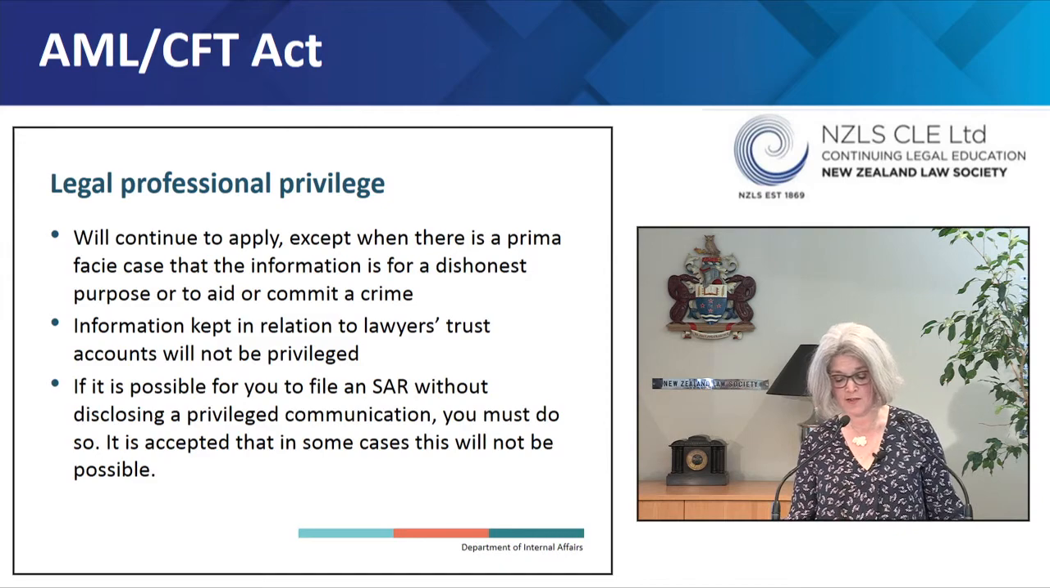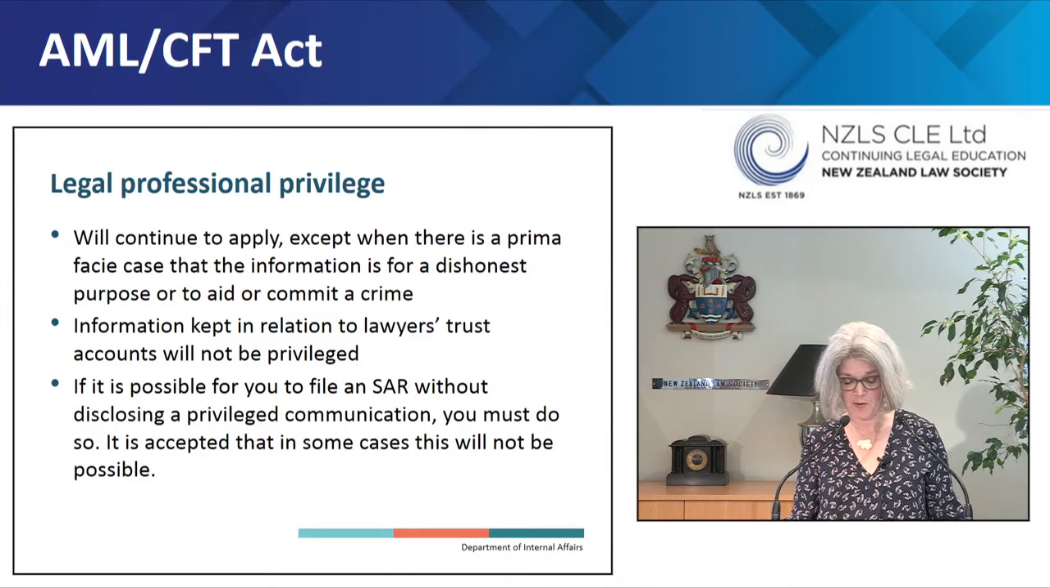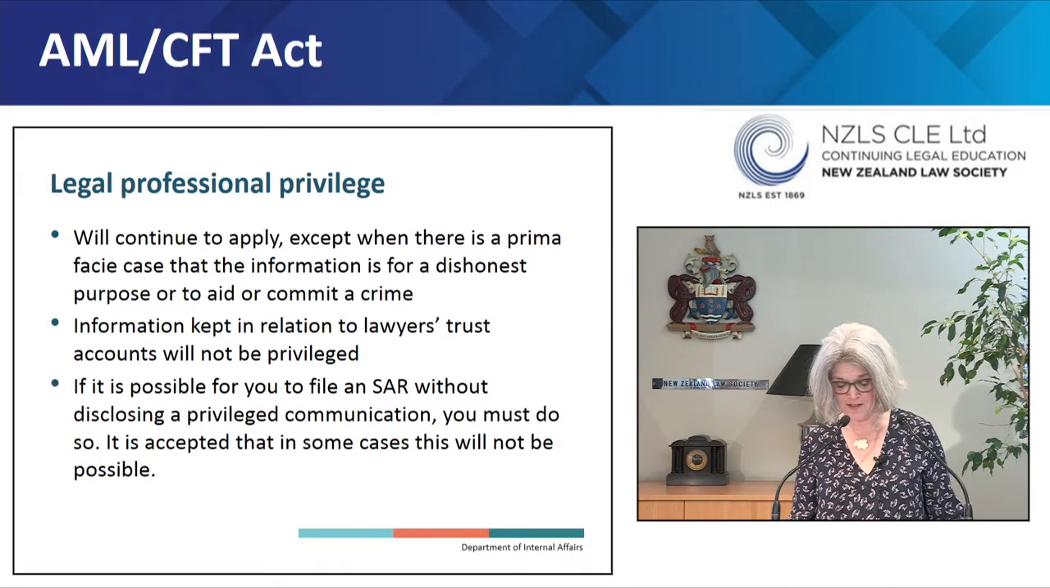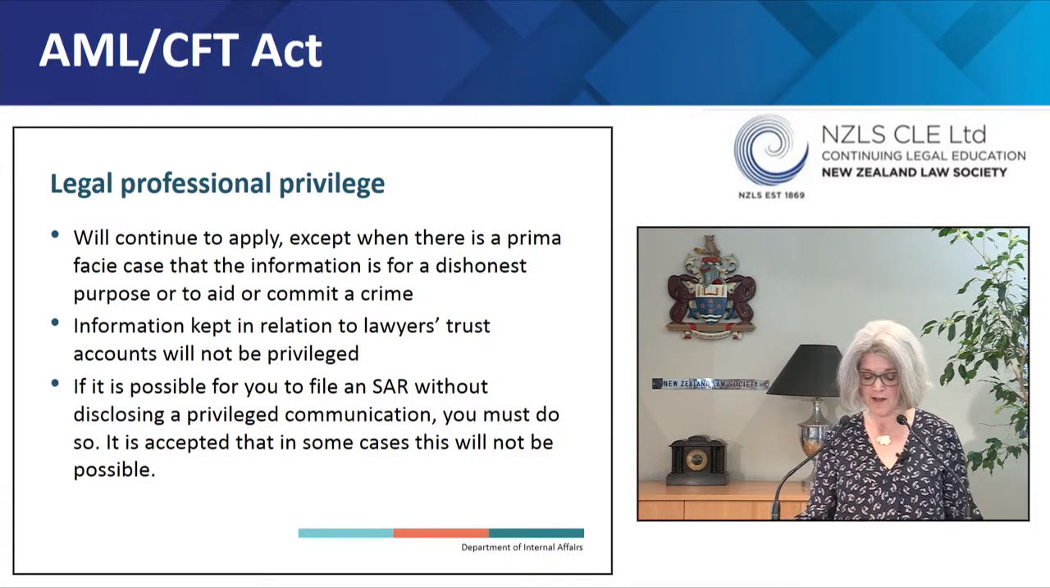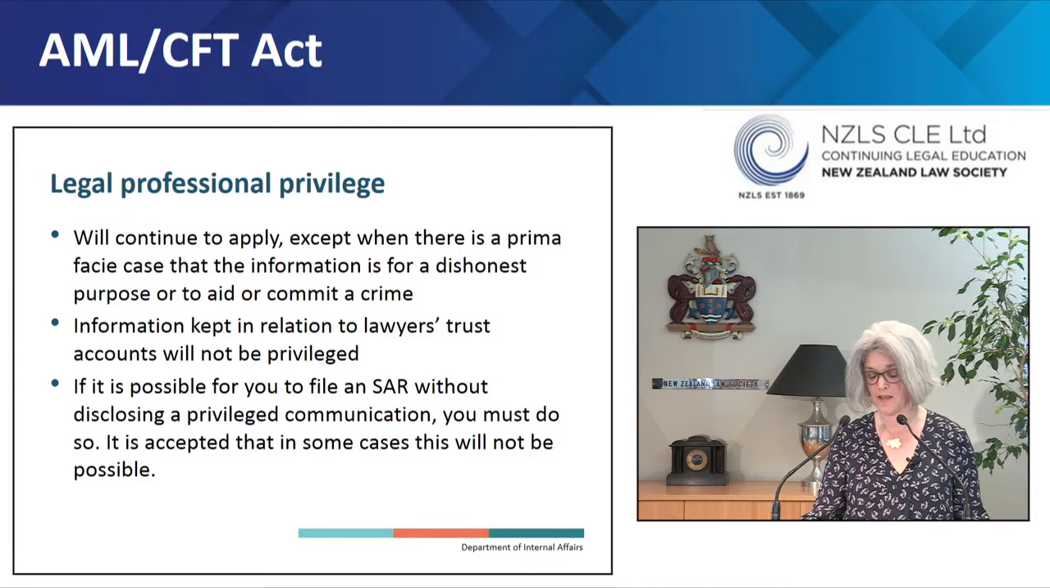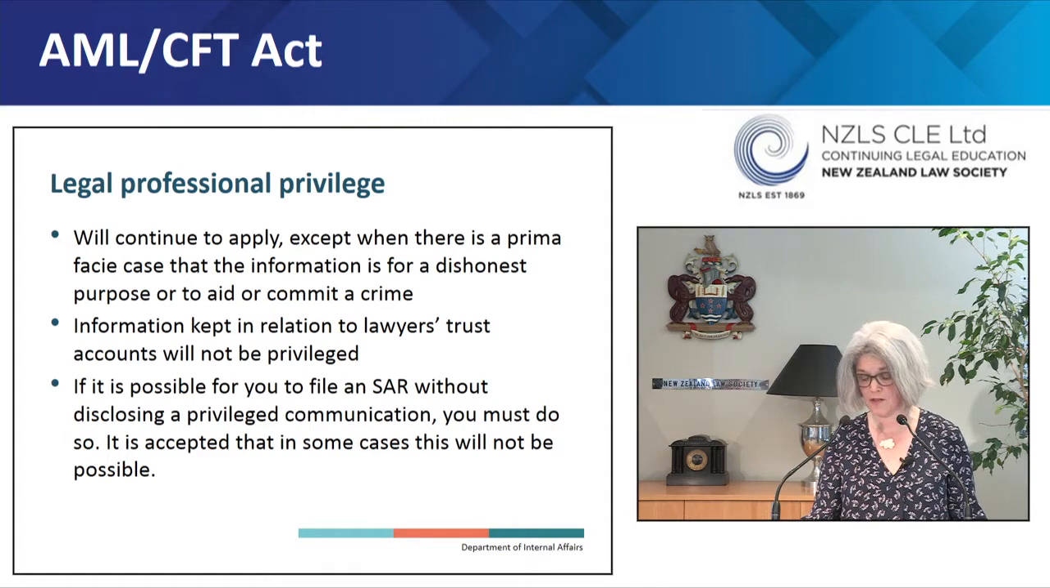This may involve considering whether there is some credible evidence that a communication is made for a dishonest purpose or to enable the commission of a crime. If there is that credible evidence, it is likely that professional privilege will not apply. The Act does not require any person to disclose any information that the person believes on reasonable grounds is a privileged communication. If it's possible for you to file an SAR without disclosing a privileged communication, you must do so. It's accepted that in some cases this will not be possible.